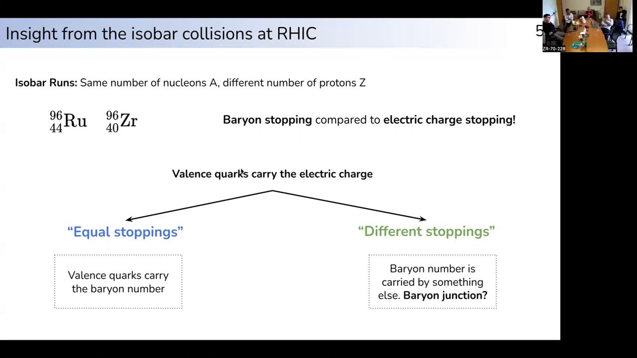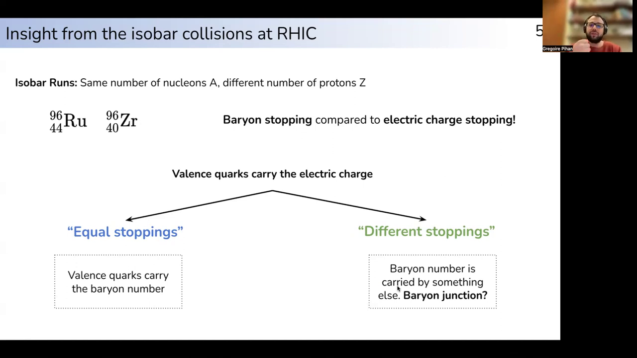And if we suppose, this is a supposition, but it's a reasonable one, that the valence quark carries the electric charge, or that the electric charge stays attached to the nucleon, the proton actually, then we can say that if we see the same stopping for both the baryon and the electric charge, then we are in an equal stopping situation, and the valence quark may carry or the nucleon may carry the baryon number. But if the electric charge and baryon number stop differently, then maybe there is an extra stopping mechanism for the baryon, or less stopping mechanism for the electric charge. We will not know why, but for the baryon, we expect that there would be an increase of the baryon stopping. And this increase of the baryon stopping can, well, come from the baryon junction.